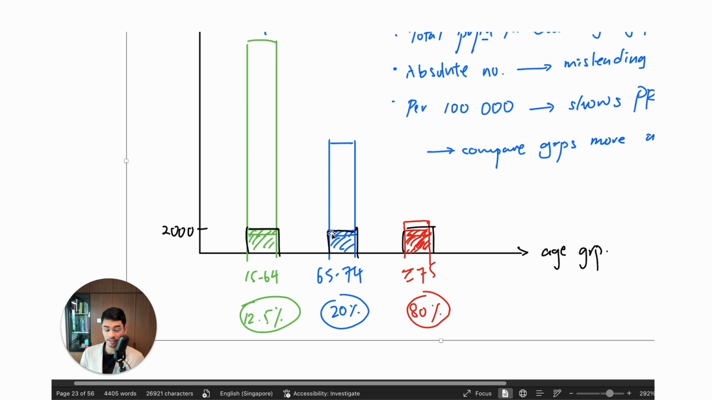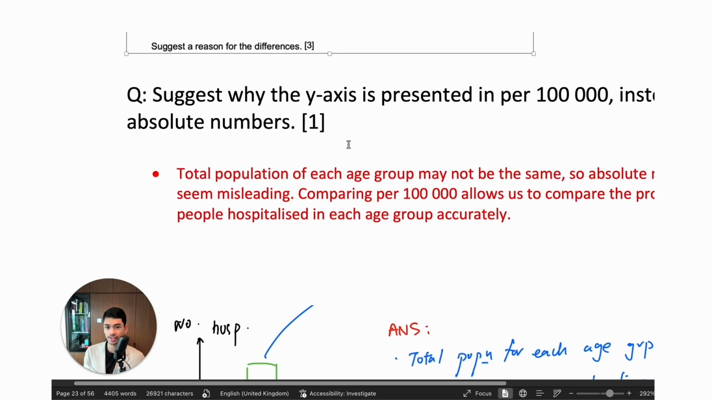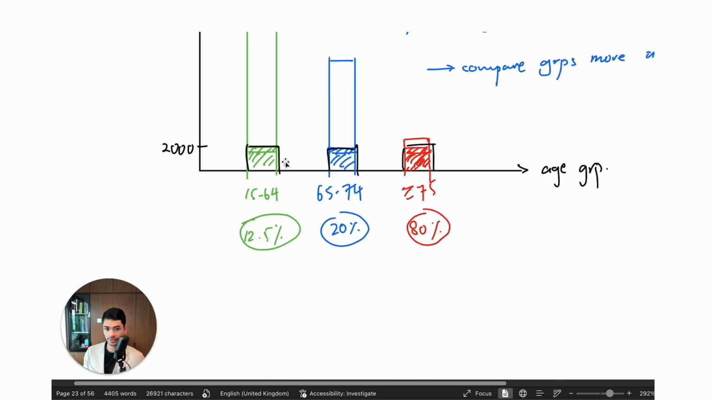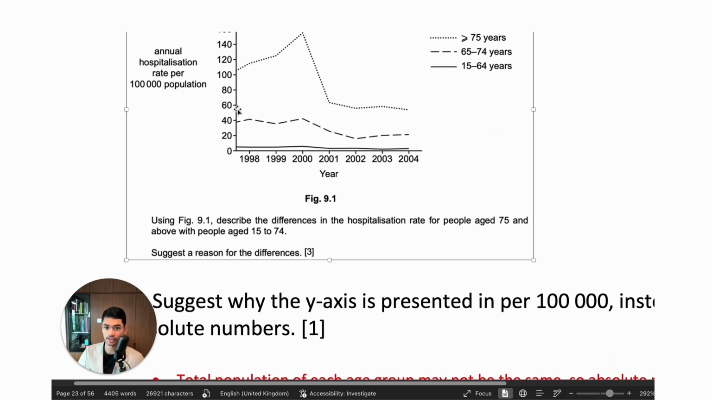Then this other graph, maybe this number of people, let's say it's also 2,000. Let's say it's very exact, also 2,000. And then this last one, also 2,000 people hospitalized. So if the data up here showed in absolute numbers, then it would just be like that. It will just be 2,000, and then we'll see all the same height. So suggest why they chose not to do this. Why did they not do this? Why did they instead show per 100,000?